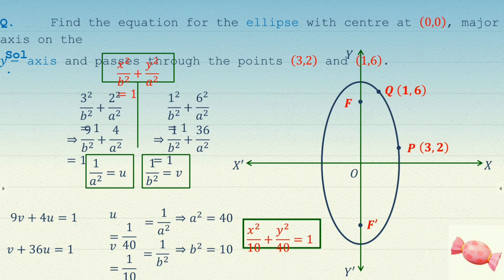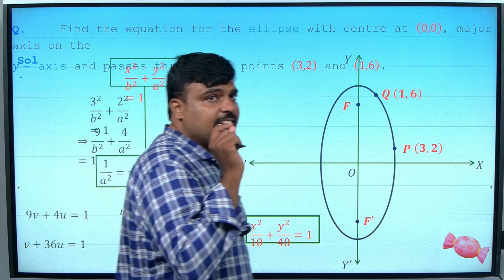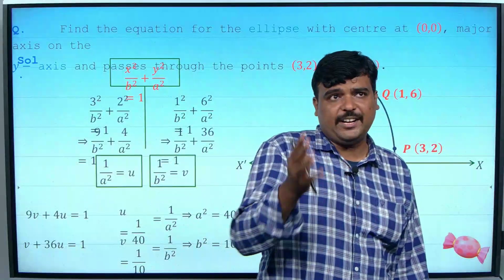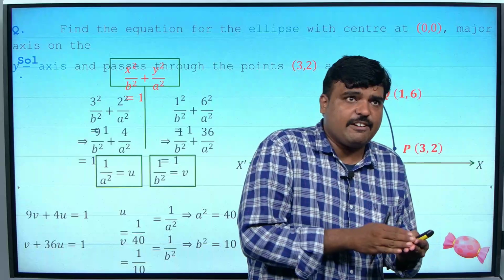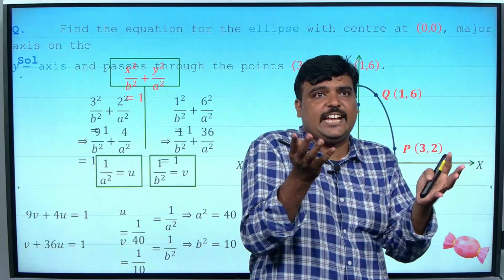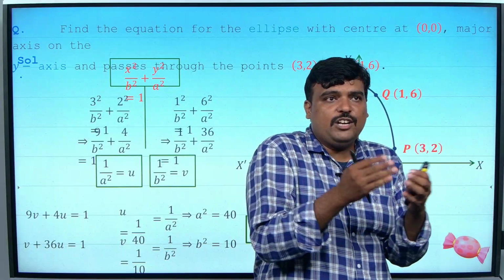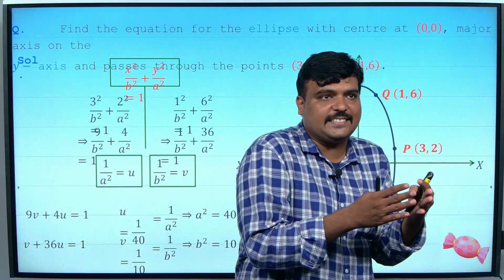Okay, see, whenever the point of any object is given, எனக்கு ஒரு பாயிண்ட் கொடுக்குறாங்க அப்படின்னா, in a general equation you substitute that point and get the equation. Okay, unknowns கண்டுபிடிக்கிற மாதிரி தான். Are you getting this?